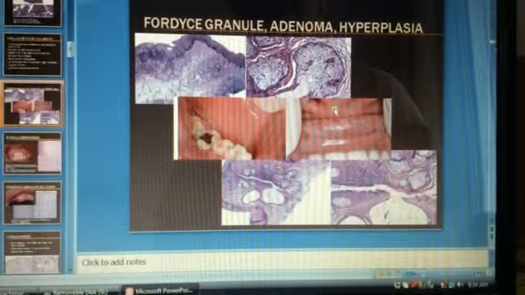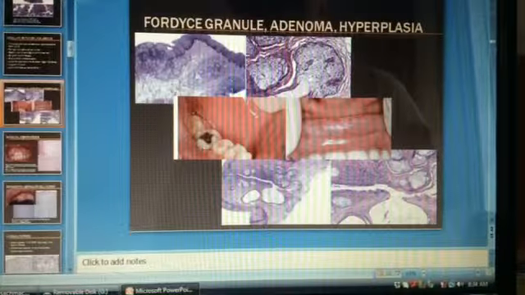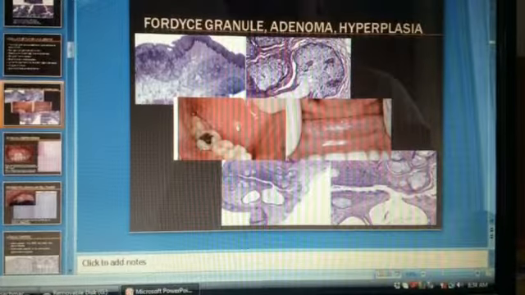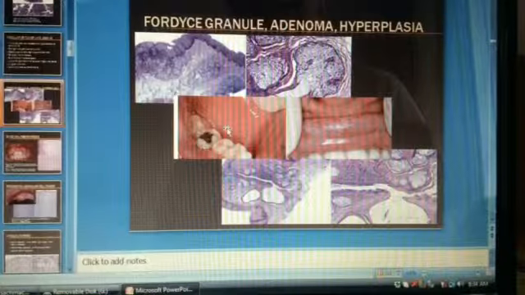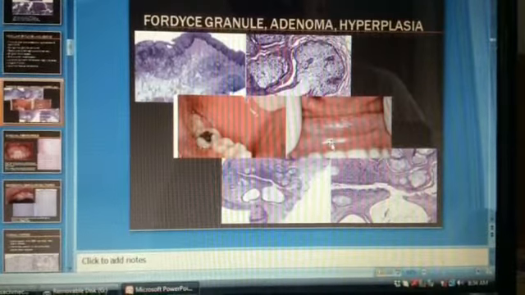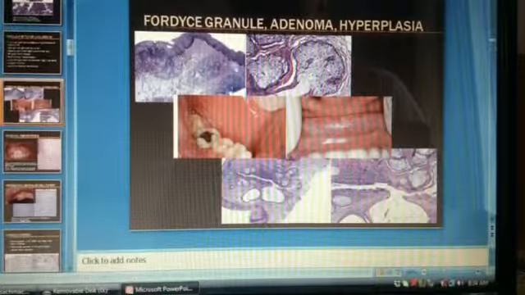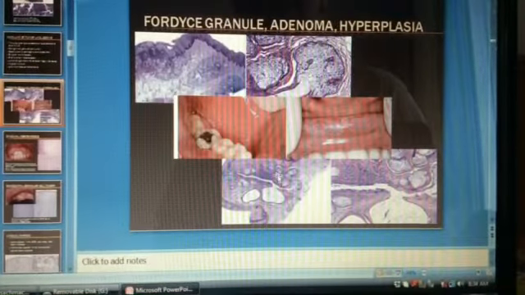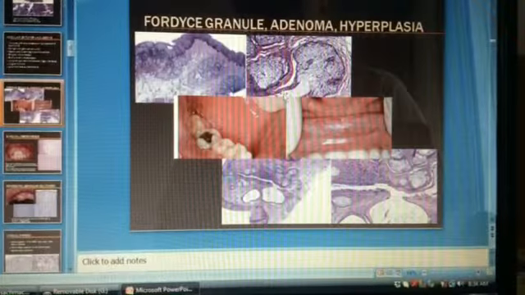The Fordyce granule is essentially a hyperplastic sebaceous gland. Here you see this gross appearance, which is a slightly nodular, pale yellowish, still somewhat diffuse type of process rather than a discrete nodule. And these can be present either as just a single area, or a more nodular area, or a more diffuse hyperplastic area. It's all the same process that we would expect.